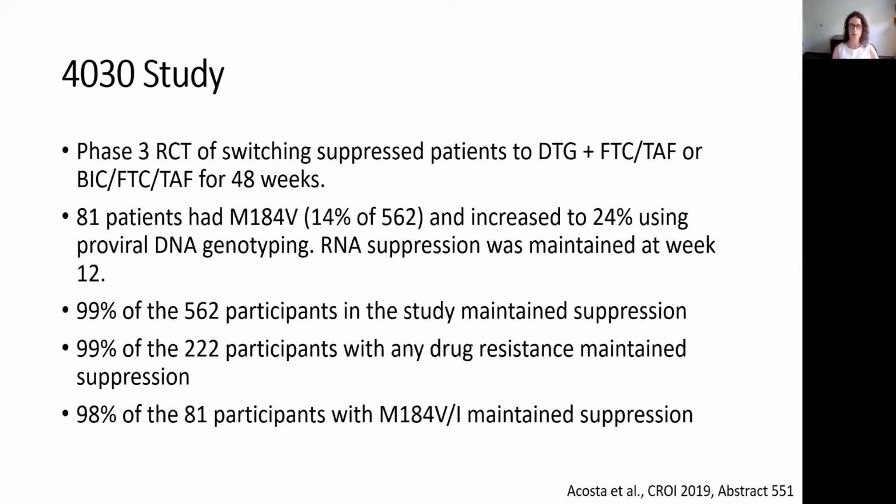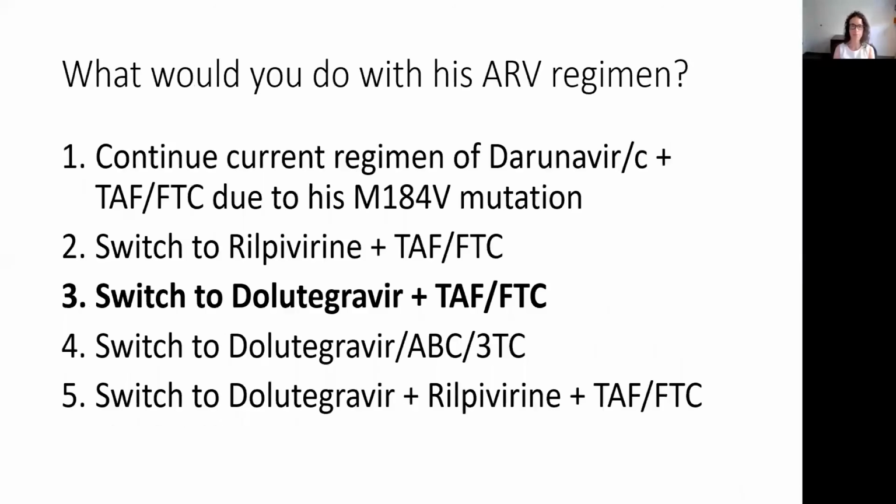And 99% of the participants in the overall study maintained suppression, 99% of those with any drug resistance maintained suppression, and 98% of the 81 participants with M184V maintained suppression. So all also kind of reassuring and further data to support that in someone with a prior history of M184V, they can switch to a dolutegravir or bictegravir-based regimen with TAF and FTC.